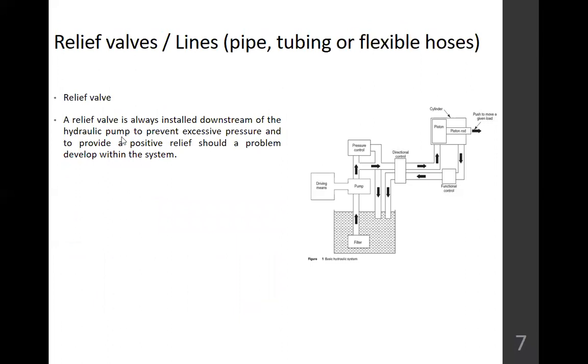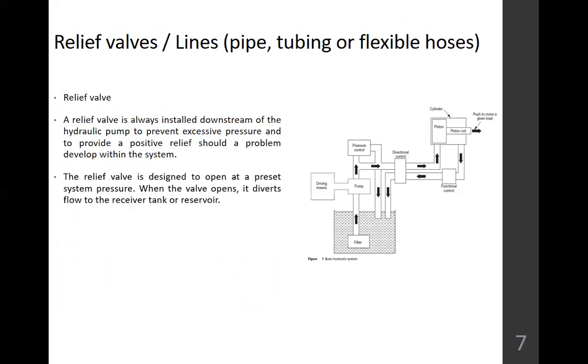Relief valve. A relief valve is always installed downstream of the hydraulic pump, ito, so pwede itong pressure control, and to provide a pressure relief should a problem develop within the system. So the relief valve is designed to open at a preset system pressure. When the valve opens, it diverts flow to the receiver tank or reservoir. Yan, balik dito.